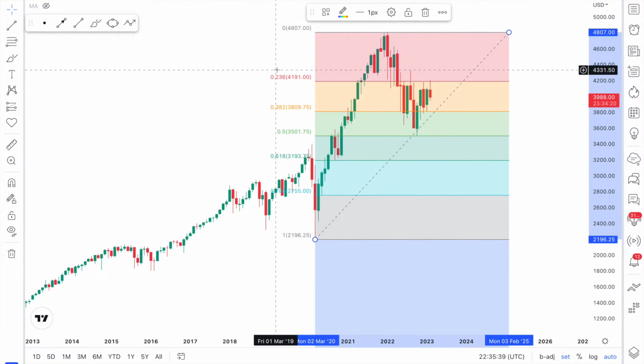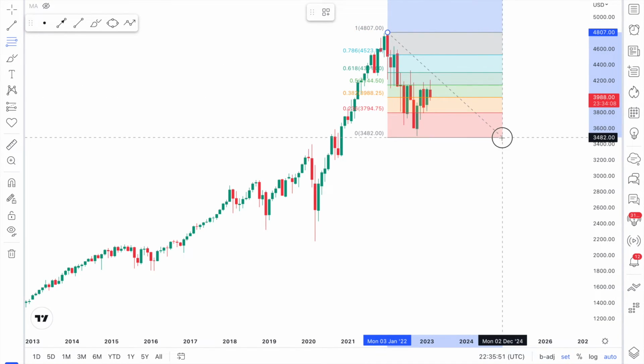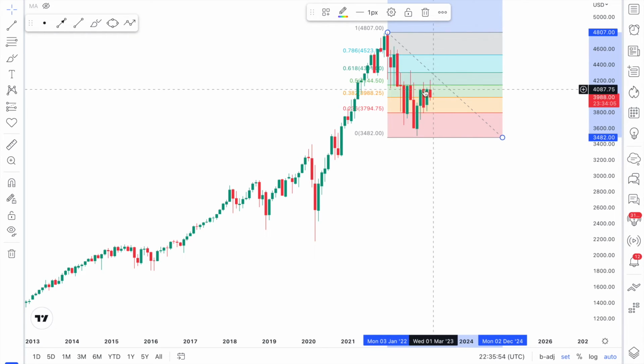Now, I want to use my Fib retracement in a different way. I want to use it on this leg here. So I'm going to set it at the top of this leg and the bottom of this leg. And look where we are right now. We're right at the 50%.